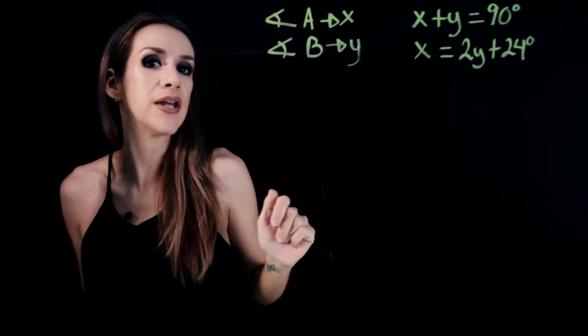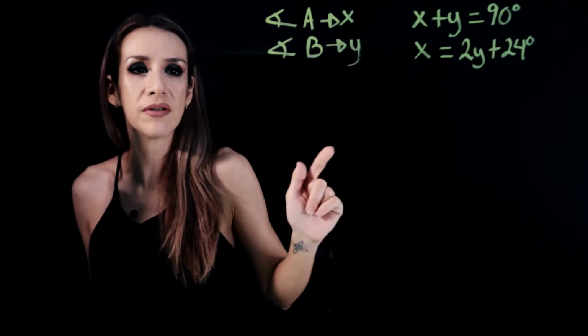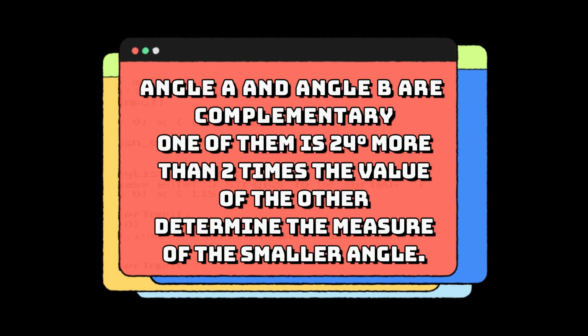Let's continue with our next problem. Let's read the info before we start, okay? Angle A and angle B are complementary. One of them is 24 degrees more than 2 times the value of the other. Determine the measure of the smaller angle.